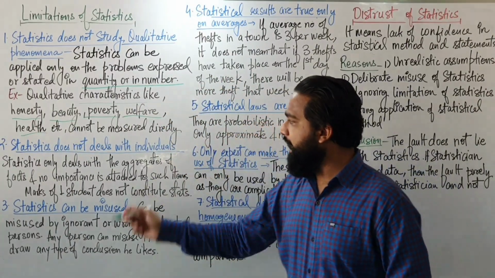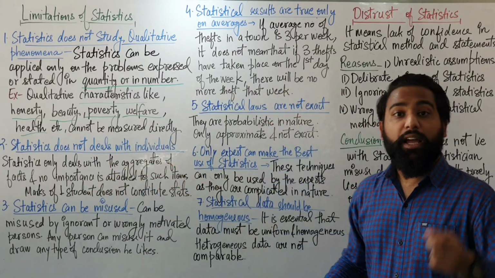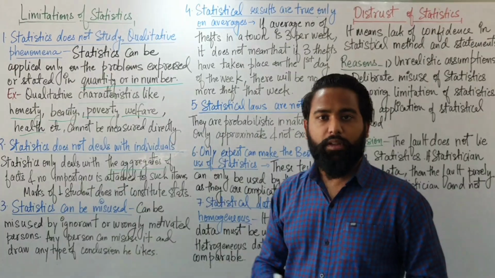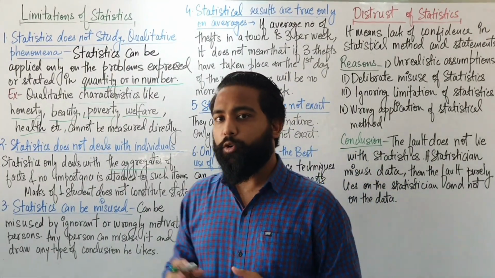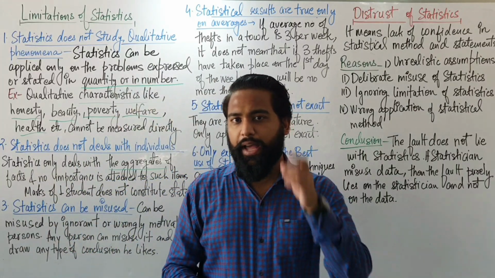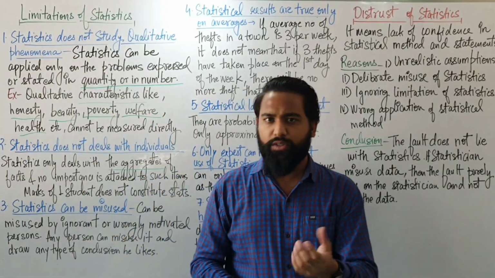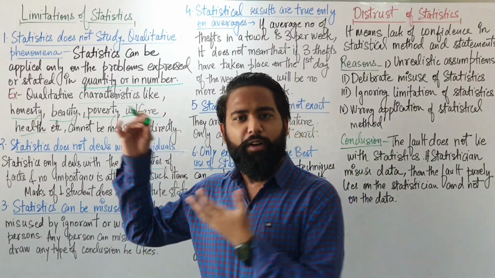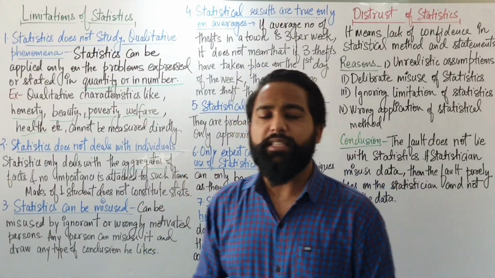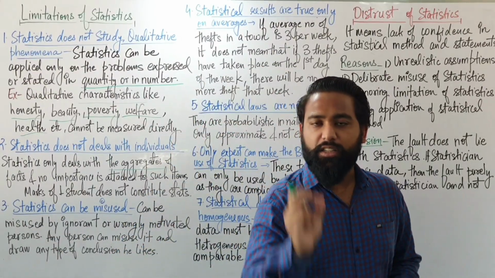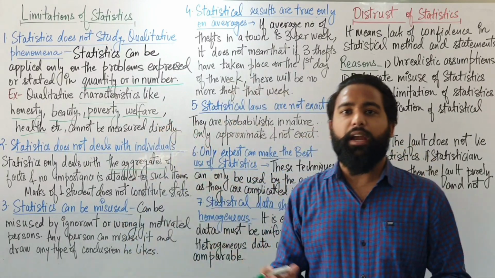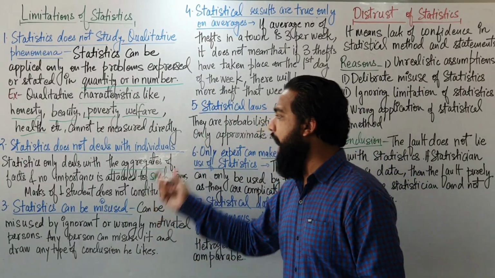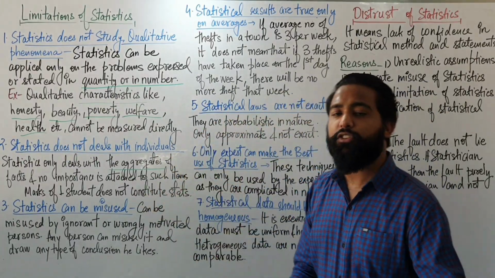Clear? Now the second one. Statistics does not deal with individuals. Statistics only deals with aggregates. I gave you an example of the total number of tigers in India, and a cow has 4 legs, or I have 2 cows and I have 2 legs, a cow has 4 legs. You cannot call this statistics. For statistics, you need an aggregate, the collection of numbers, the total of something. That is known as an aggregate, and statistics does not deal with individual figures.